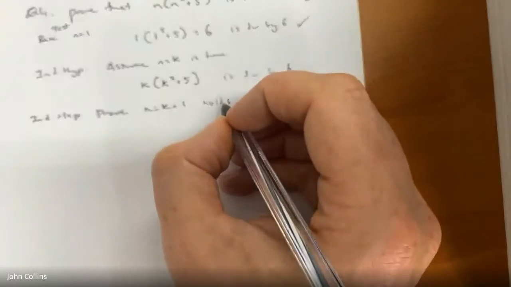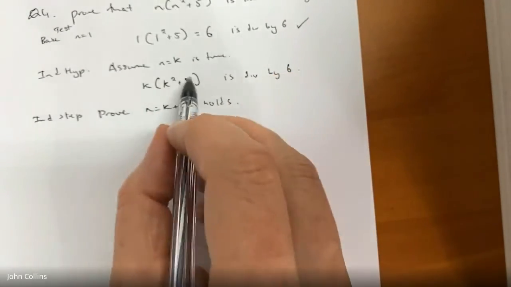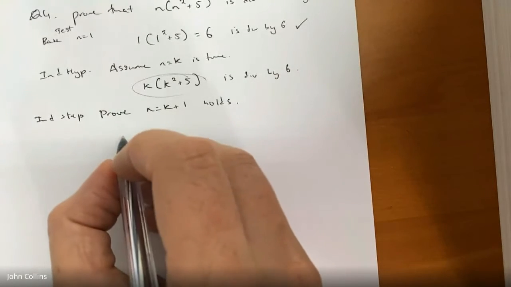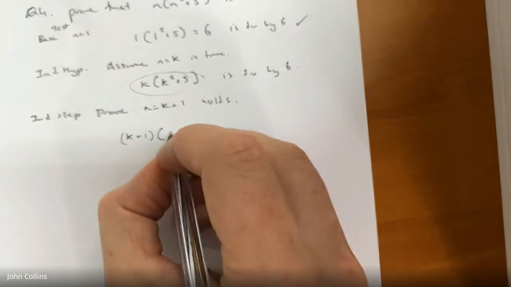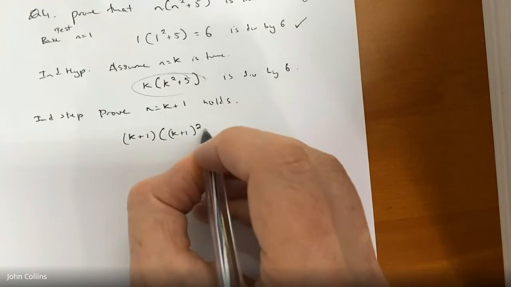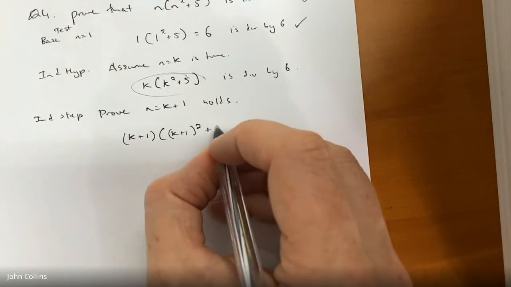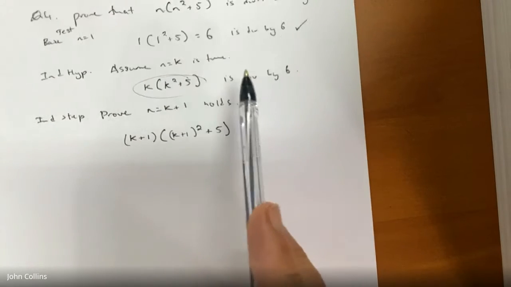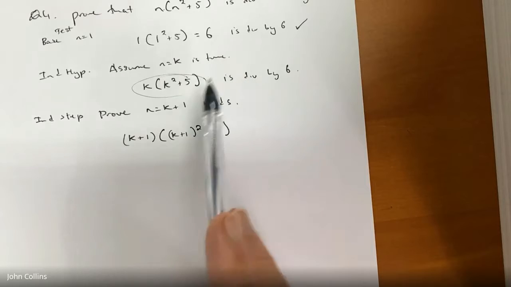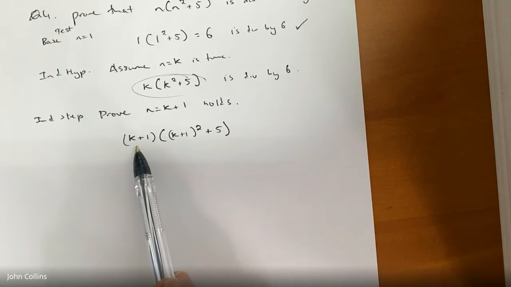All right, so my first thing, I'm going to replace this with k plus 1. So it'll be k plus 1 times k plus 1 squared plus 5. And we're going to try and prove that that's divisible by 6. So the key anytime you're trying to get divisible by something, this type of question, is to factor 6 out of it somehow.